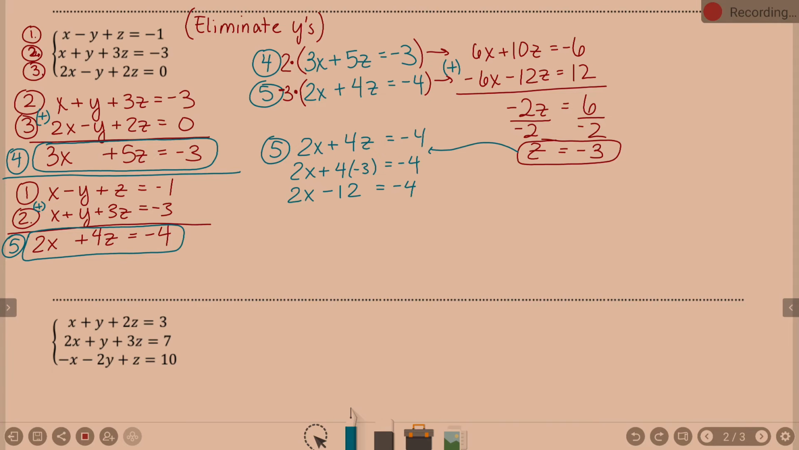So 2x minus 12 equals negative 4. If it's 2x minus 12, we're going to add 12. So then 2x is equal to negative 4 plus 12, which is 8. If 2x equals 8, divide by 2, and x is 4.